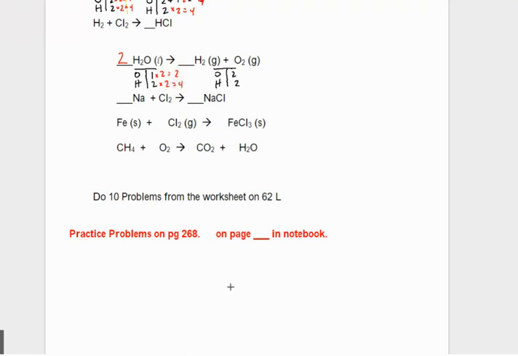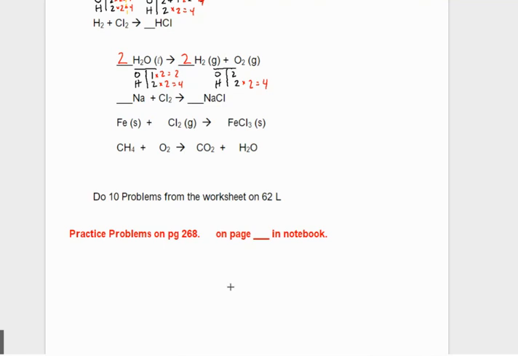Okay, and so my oxygens are now balanced, 2 and 2, but my hydrogens are not, so I need a 2 in front of the hydrogen to balance those out. So it's almost like a game of Sudoku. You have to go back and forth changing the coefficient until the number of atoms match up.